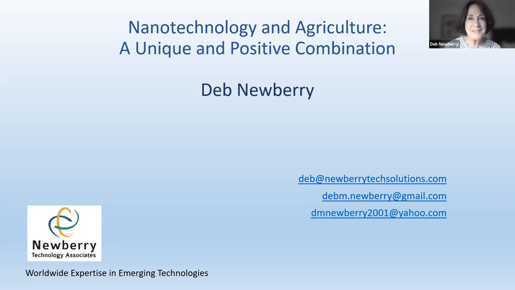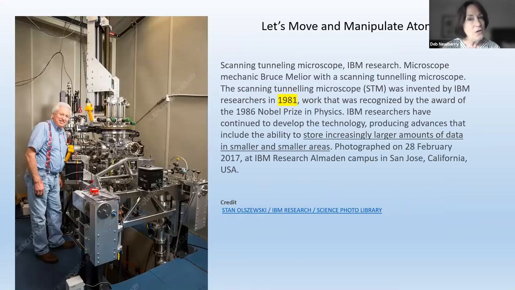So let's get started. Something that we all know is how the modern era of nanotechnology got started: in 1959, when Richard Feynman gave a talk called "There's Plenty of Room at the Bottom." And so I think that as that thought and process entered the minds of physicists, we started thinking about ways that we could manipulate and work at the atomic level.